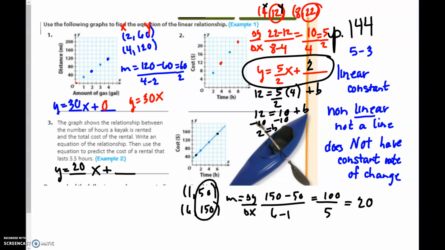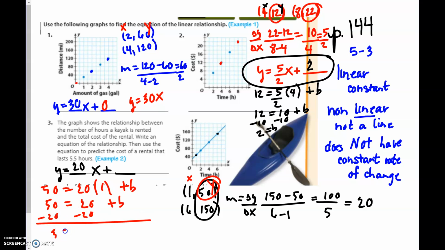Now, I'm just going to take this first ordered pair here, x, y. So in place of y, I've got 50. I'm going to substitute in place of x, I got a 1, and I'm solving for my y-intercept. So 50 equals 20 plus b. Remember, do the opposite operation. So I'm going to subtract 20 from both sides. So 30 equals b. So my y-intercept here is 30. So this is a nice straight line, but it is non-proportional because it is not going through the origin.